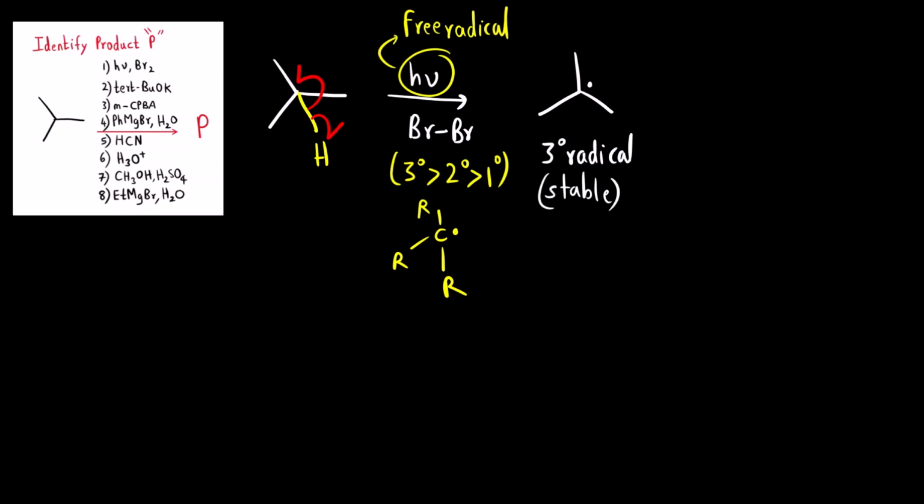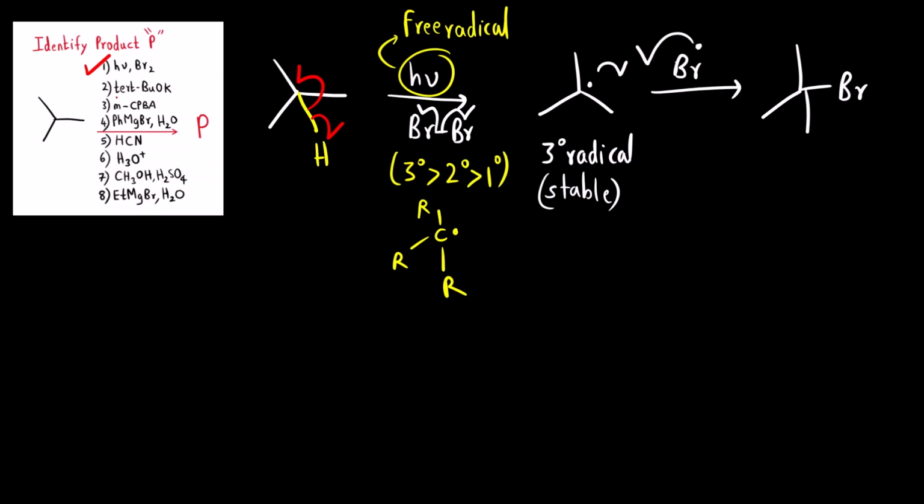Along with that, this Br-Br bond will also cleave homolytically, and we will get Br radical. This tertiary radical, tertiary butyl radical, will react with bromine radical to form tertiary butyl bromide. Okay, the first step is completed.